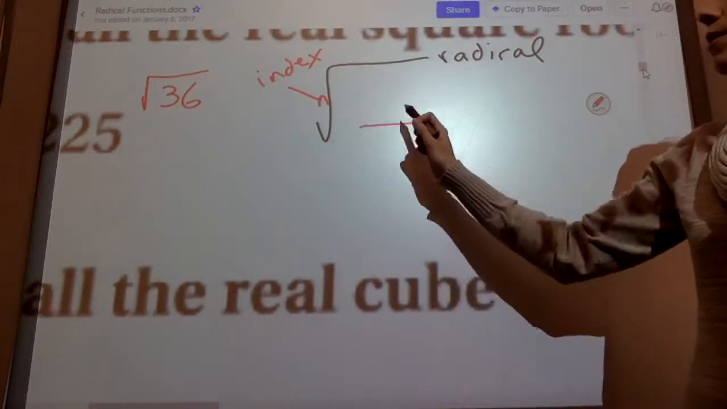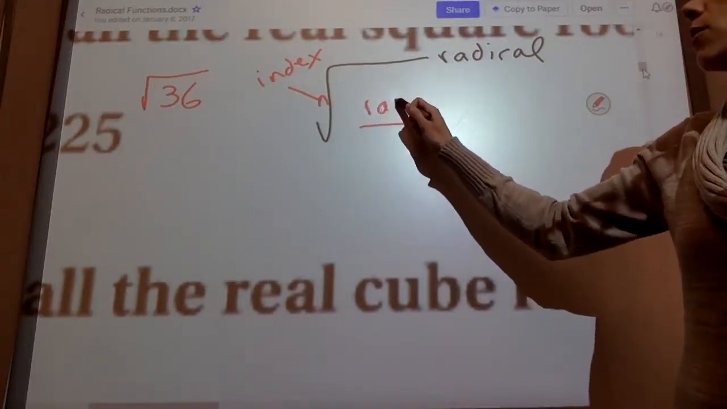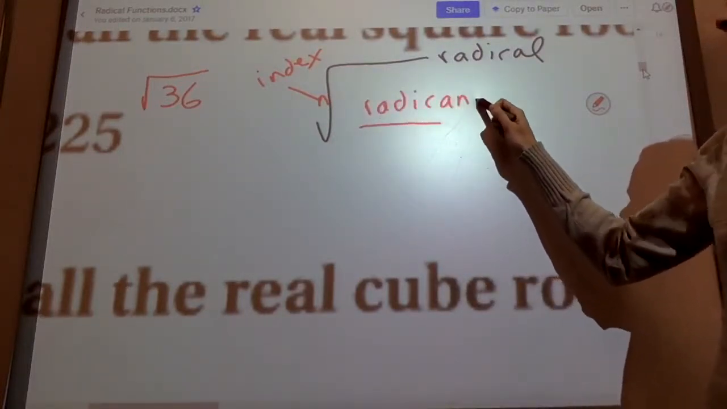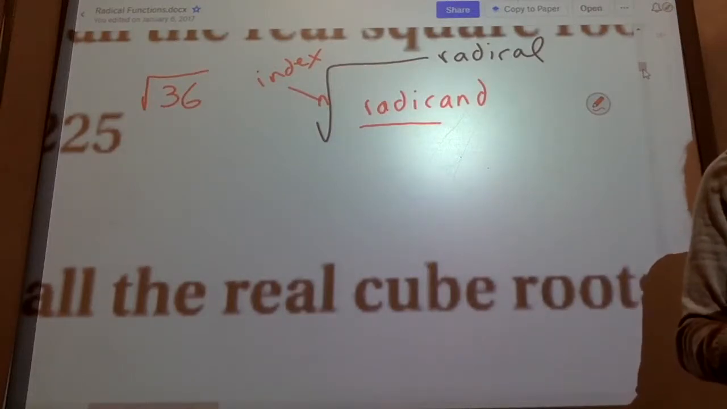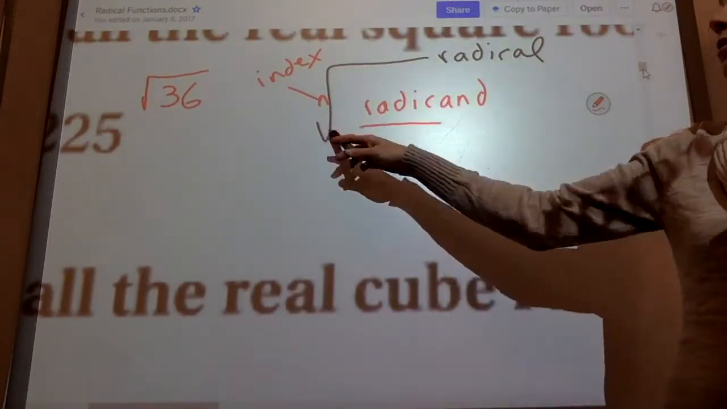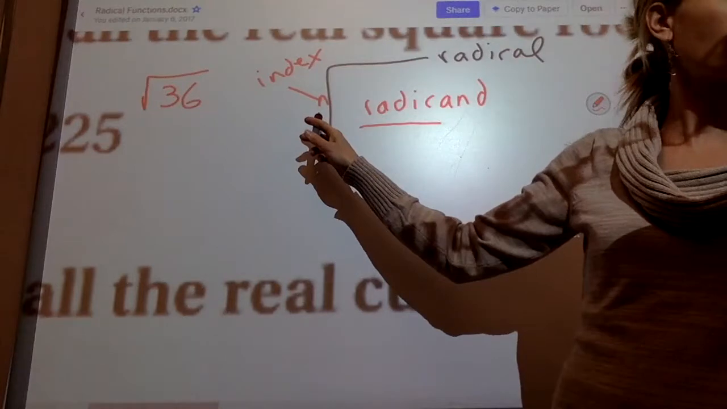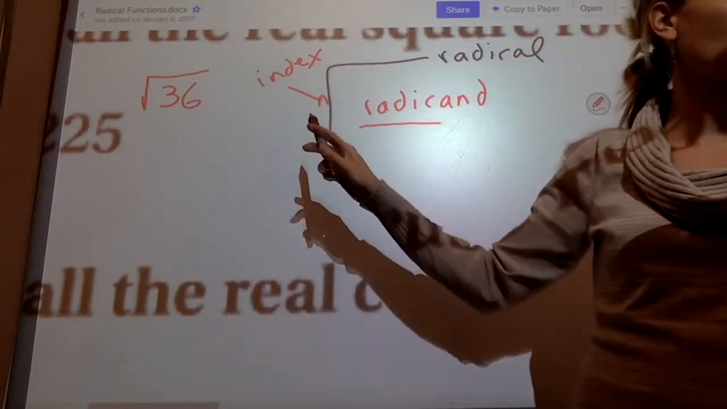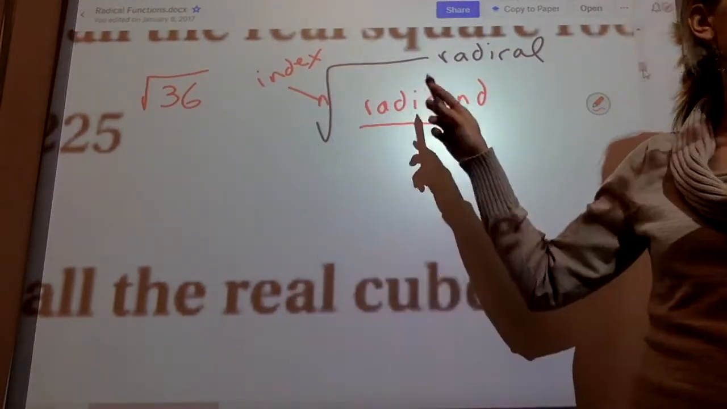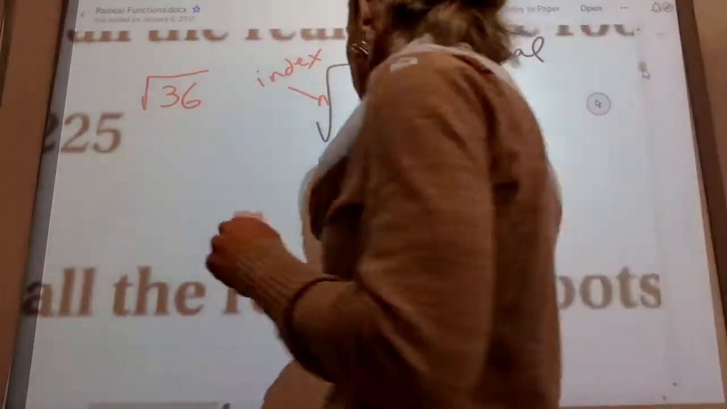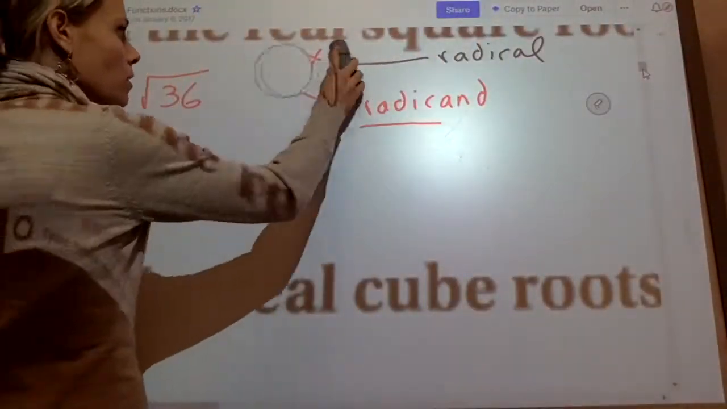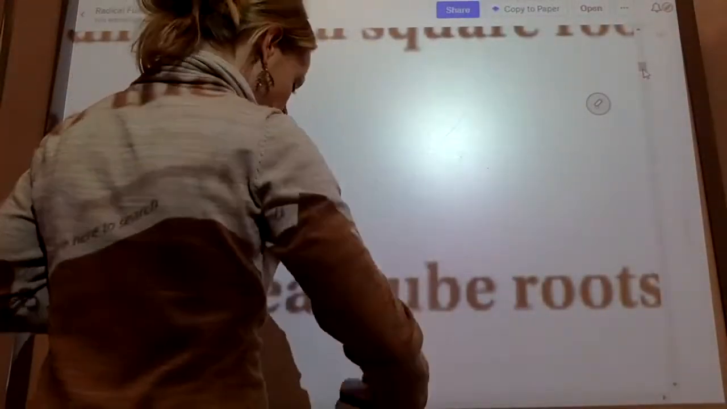The number underneath the radical is called the radicand, okay? And that's just some terminology. The big thing you need to know is that this is a radical and this is the index, right? That would be the big 2 words that you need to know, radical and index, okay? So we're going to go over a couple of things here before we move on.